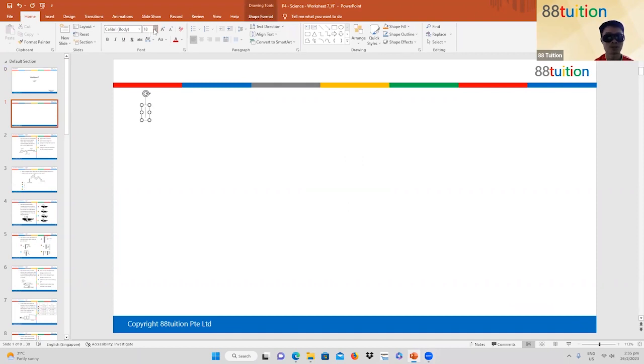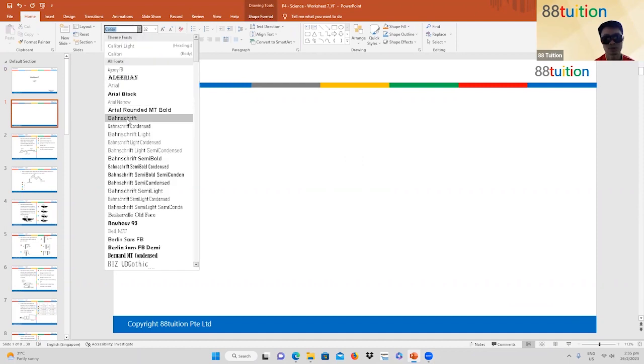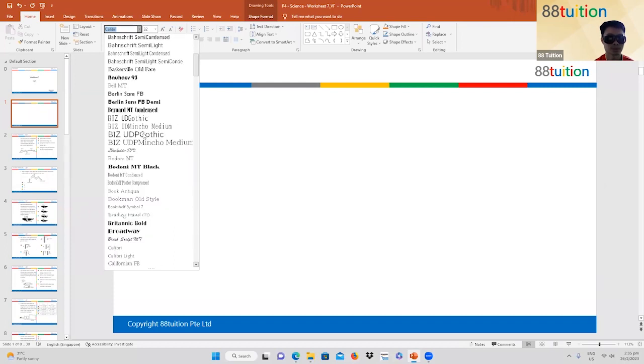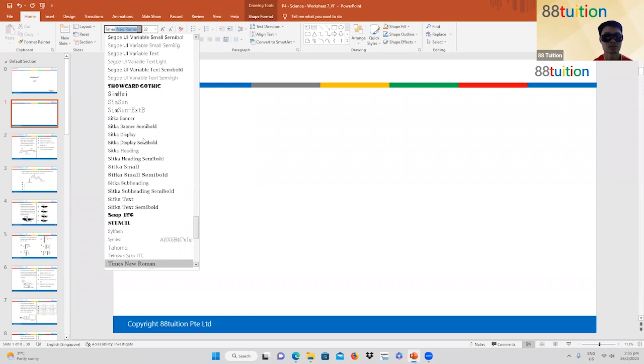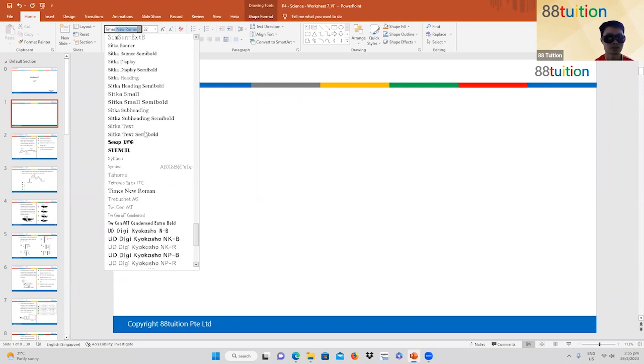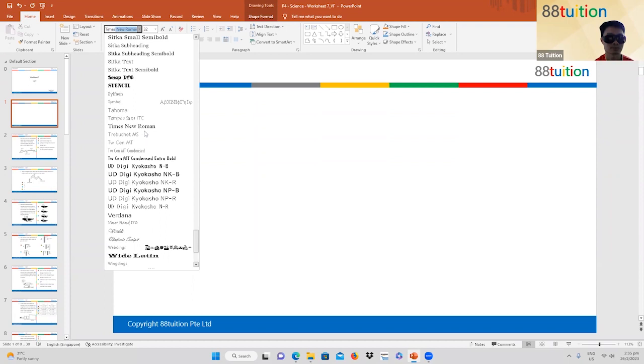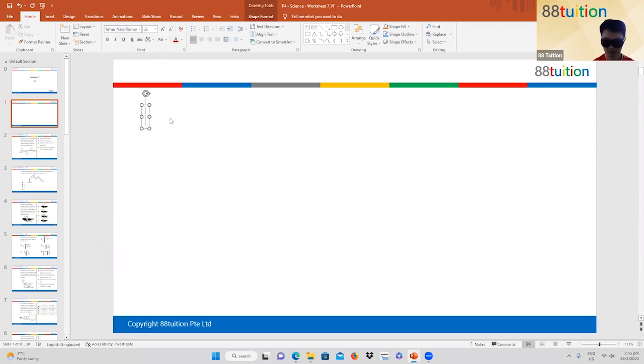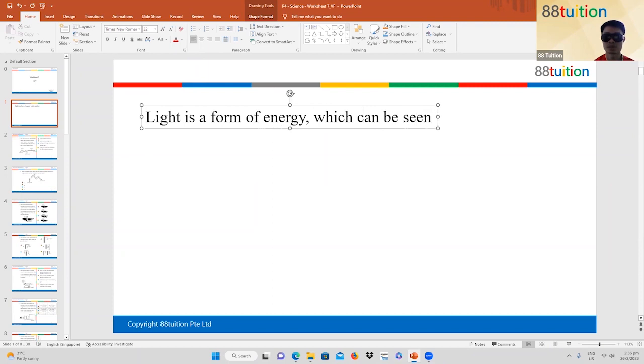Okay, light is a form of energy, am I right, class? Let's use another font. Maybe let's try Times New Roman for today, yeah? Okay, light. It's a form of energy. The light is a form of energy which can be seen. Okay, light is a form of energy which can be seen.